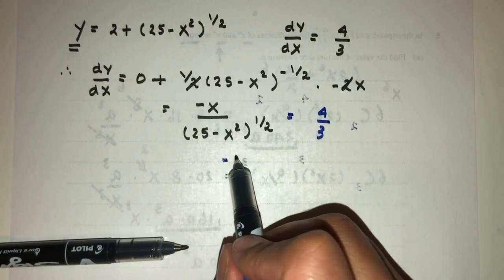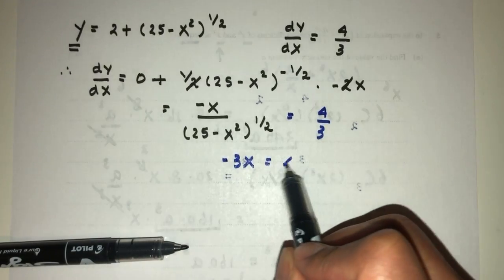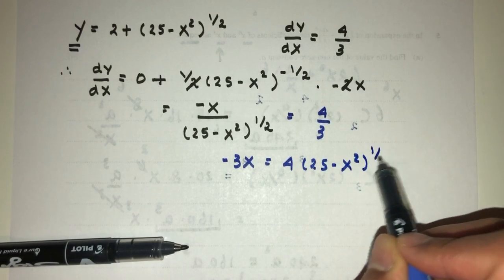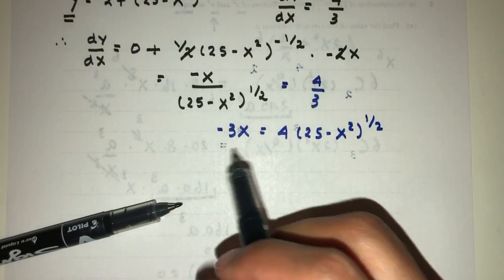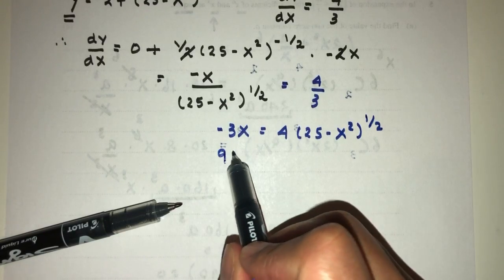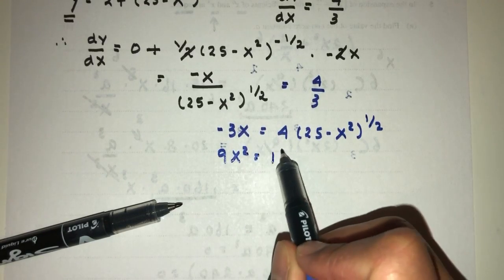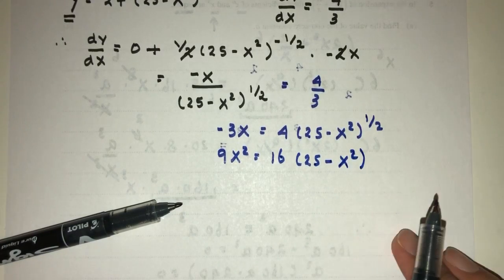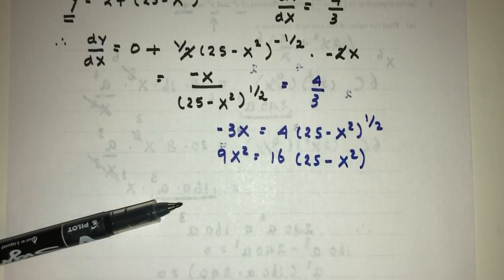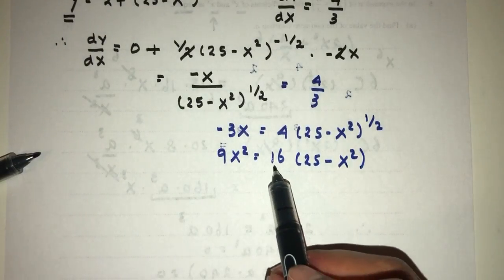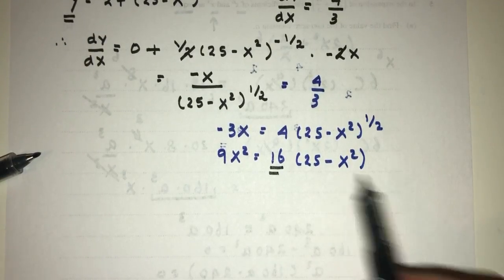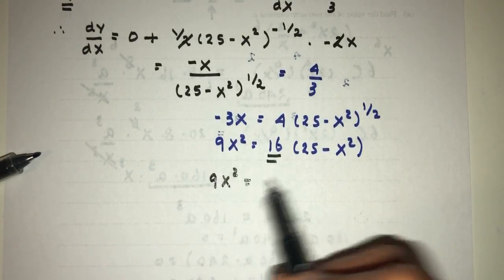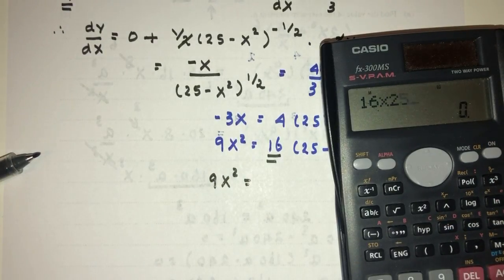That should be minus 3x equal to 4(25 minus x squared) to the power half. Square both sides, you're supposed to have 9x squared equal to 16(25 minus x squared). Okay, so I see where I made my mistake. When I expanded this term, I missed the 16 here. So that's my mistake. Now we have 9x squared equal to 16 times 25.